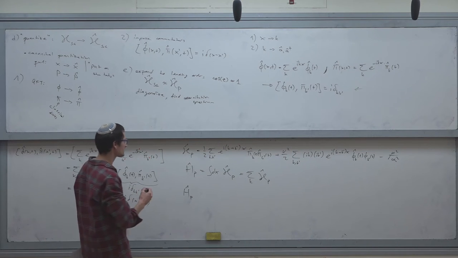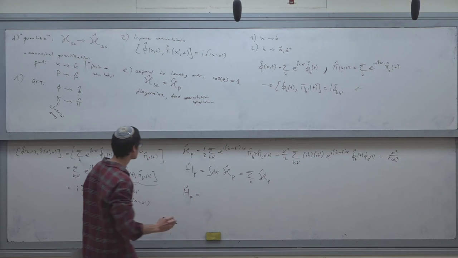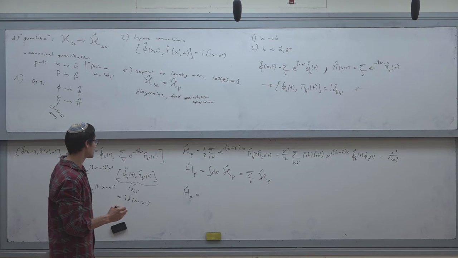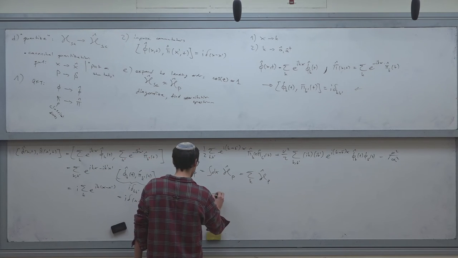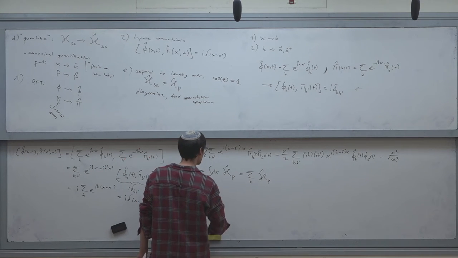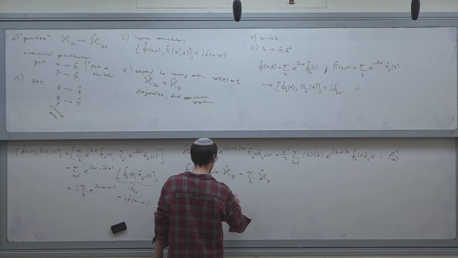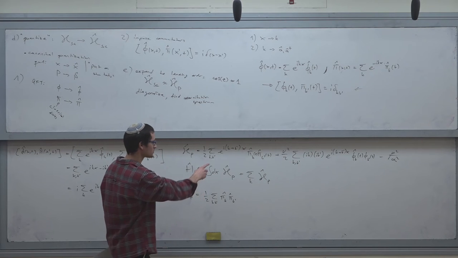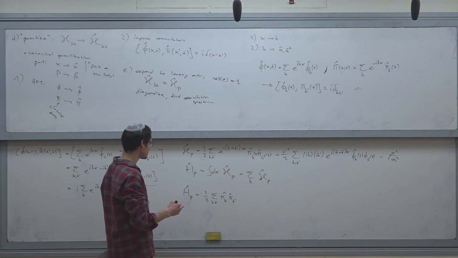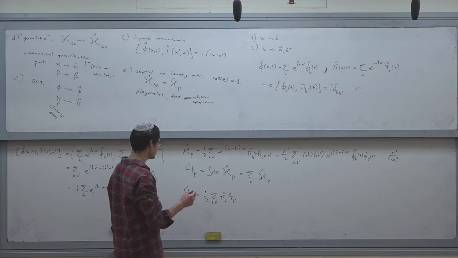If it's a conserved quantity, it doesn't depend on time. But it's not necessarily conserved. So this is equal to 1/2 sum over k and k prime, pi k pi k prime. I'll stop writing function of t every single time, just to save some space and effort.